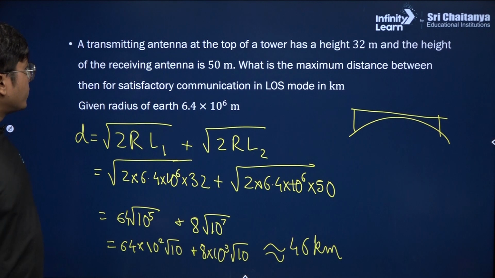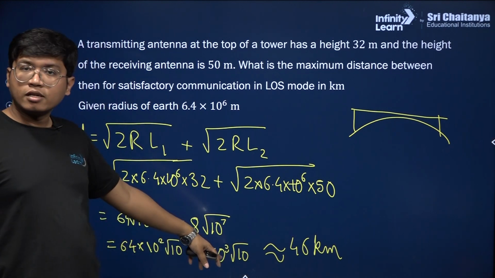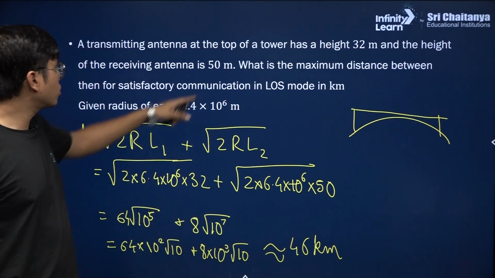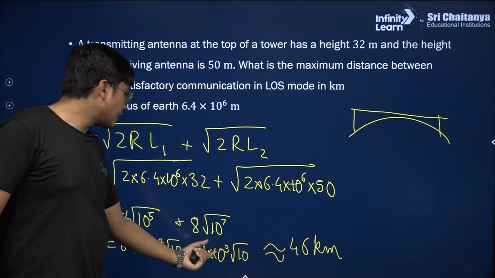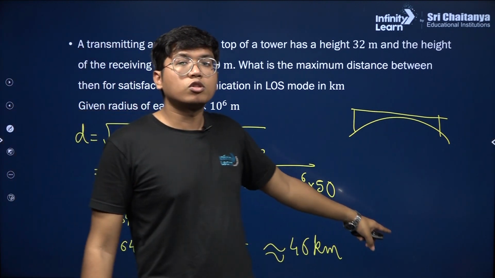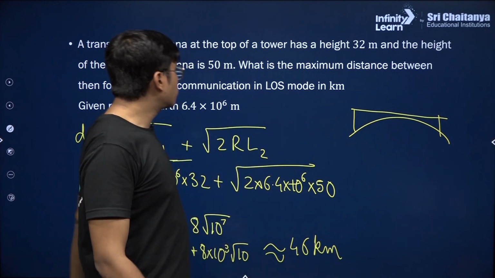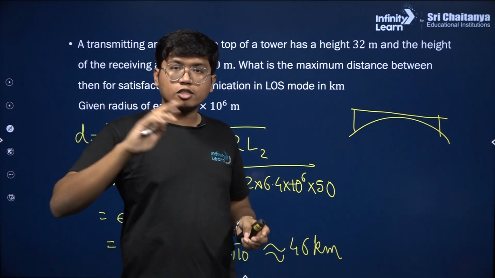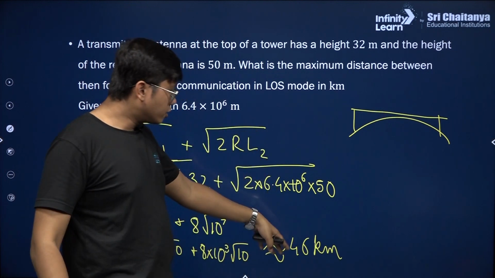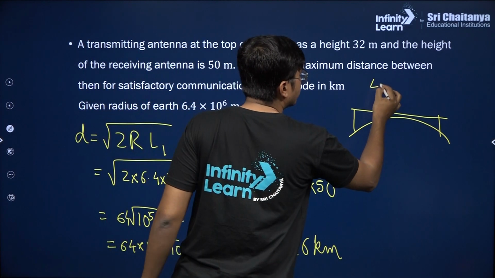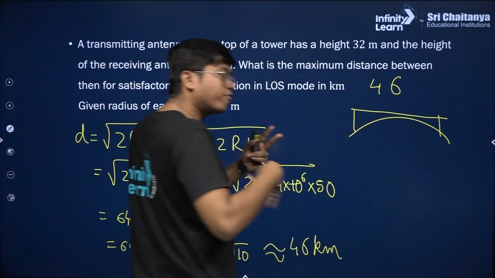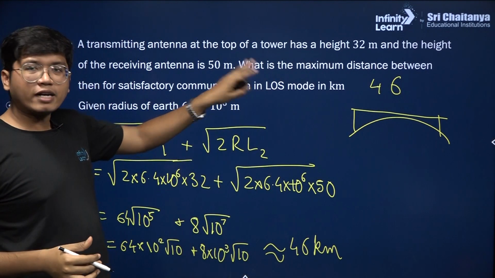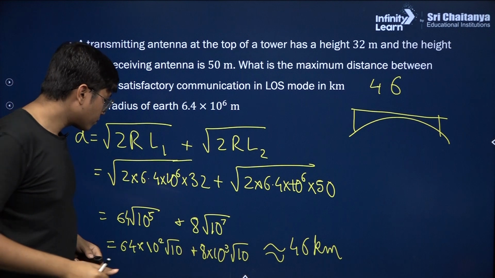So your answer would be this. These 10 to the power 3s are in meters, right? Because we're dealing with everything in meters. So you will actually get 46 into 10 to the power 3. Since they've asked for the solution in kilometers, the 10 to the power 3 is just used to define the kilometer. The answer would be 46 for you. It would actually be 45.5 plus something, but that rounded off becomes 46.